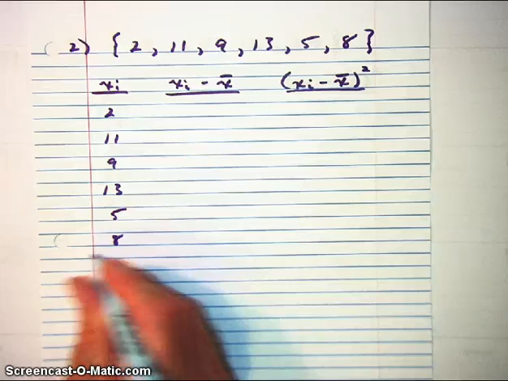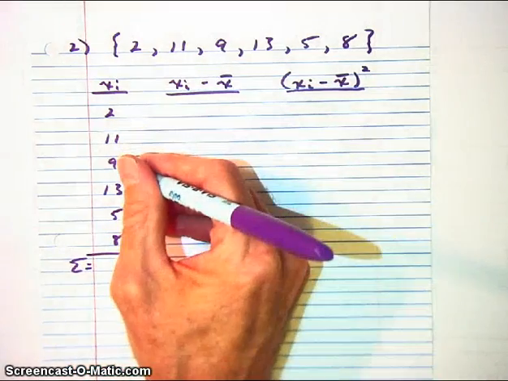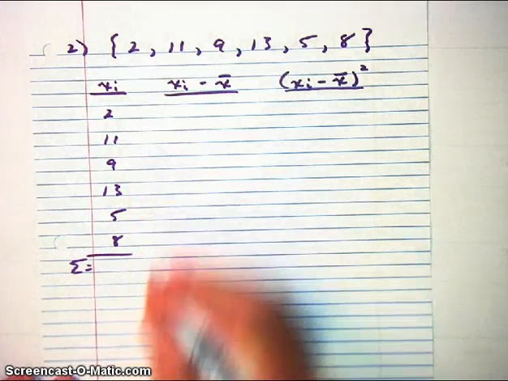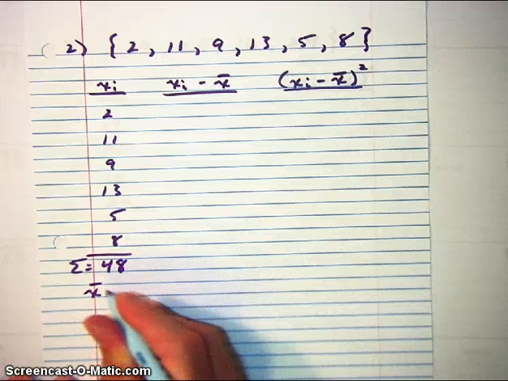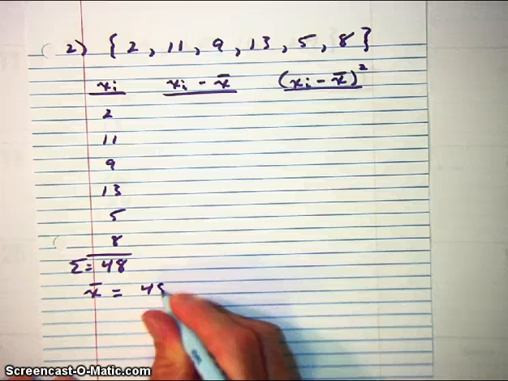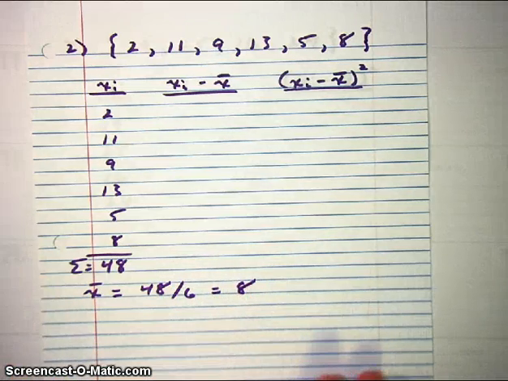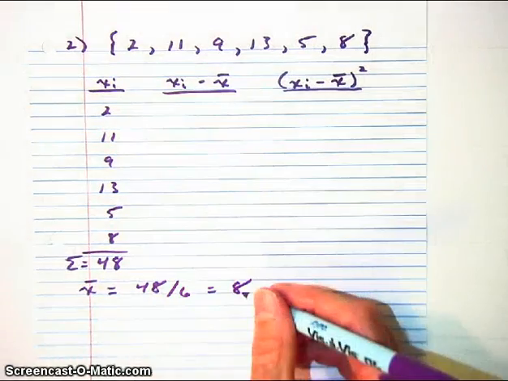So what you're going to do is add these up. 2 plus 11 is 13, plus 9 is 22, plus 13 is 35, plus 5 is 40, plus 8 is 48. And then to find the mean, x bar is going to be 48 over 6, which is 8. So there's your mean.